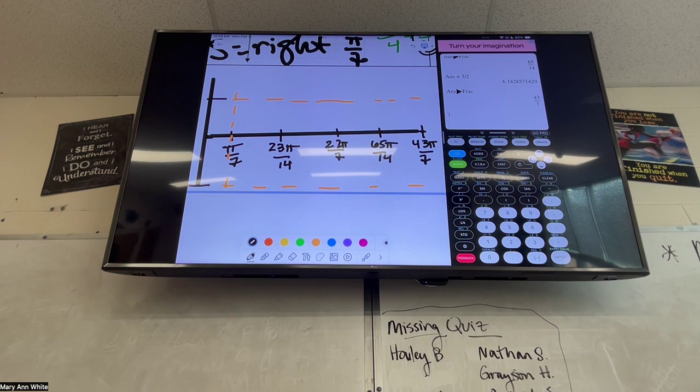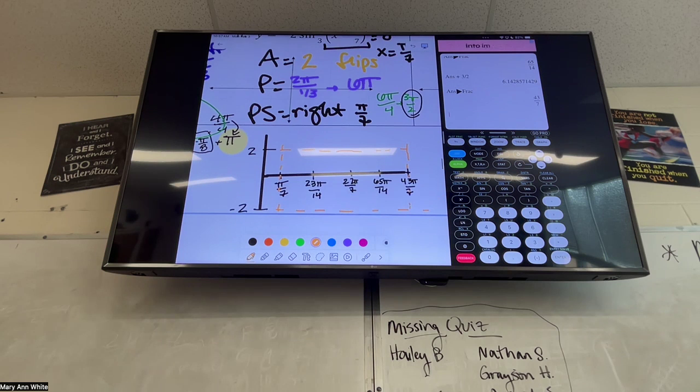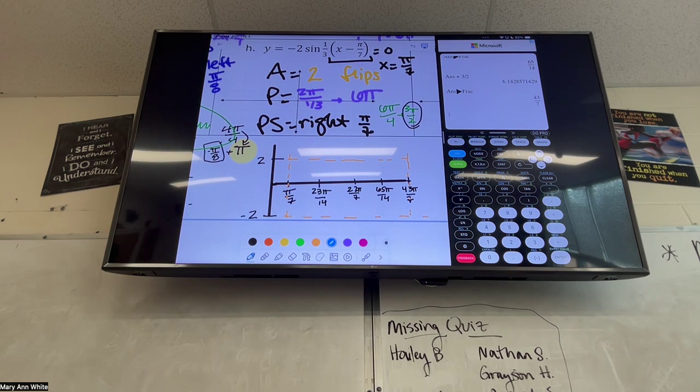we should be able to draw our graph. I know how high and low I can go. I know where I start. I know where I end. The only other thing I want to double check is what graph I'm doing. I'm doing a sine graph. Sine starts in the middle. So that's going to start at pi over 7 comma 0. It starts on the x-axis.